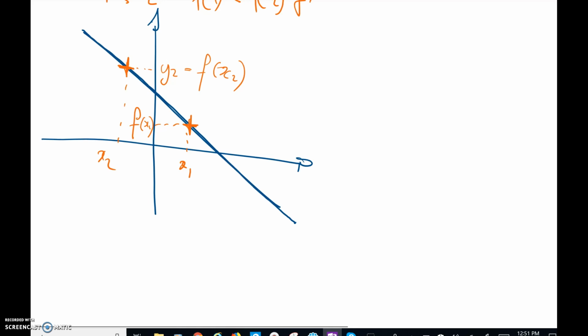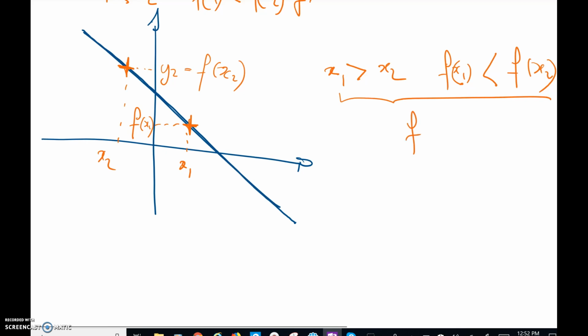When I look at these points, I can sincerely say that x1 is greater than x2. Do you agree? Because x1 is positive and x2 is negative. So obviously x1 is greater than x2. When I look at the values of f, what do I see? I see that f of x1 is less than f of x2. Do you agree? f of x1 equals 1 when f of x2 equals 3. So that implies your function is decreasing.